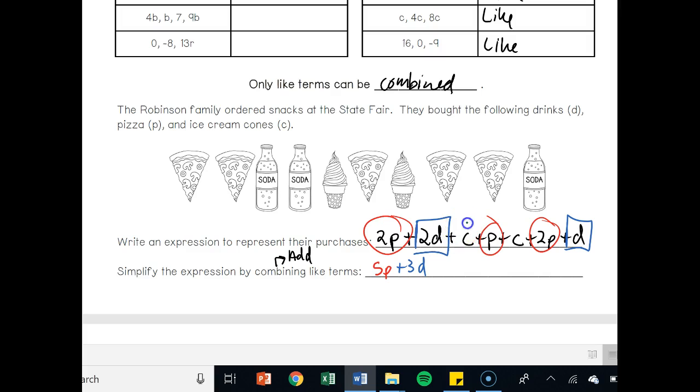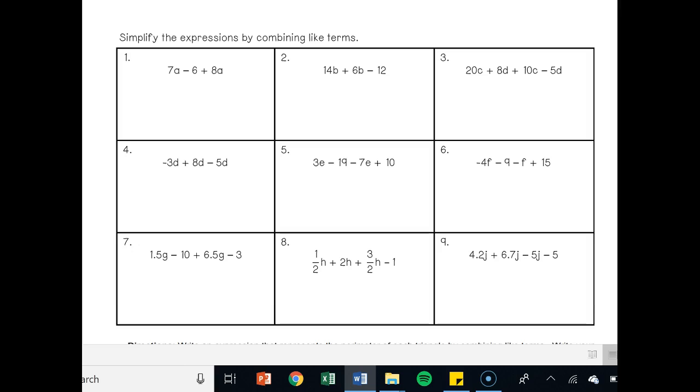And then I'll put a triangle around the last one. 1C, 1C. They bought 2 ice cream cones. And so that's simplified because we can't combine anything else because we got different variables. So 5P plus 3D plus 2C is our simplified form. So now if we work this out by combining like terms, just normal expressions, big thing, you're always going to want to make sure that you change any subtraction to plus and negative because the signs are absolutely going to matter in these problems.